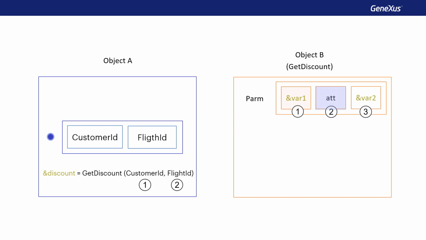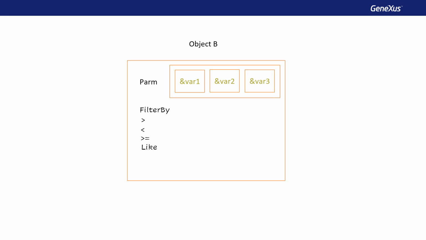What's the difference between using a variable or an attribute in the parm rule of the invoked object? If the value is received in a variable, it can be freely used in the programming. It can be used as a filtering condition for filters such as equality, higher than or equal to, and so on. Also, it can be used for an arithmetic operation, or for whatever is necessary.